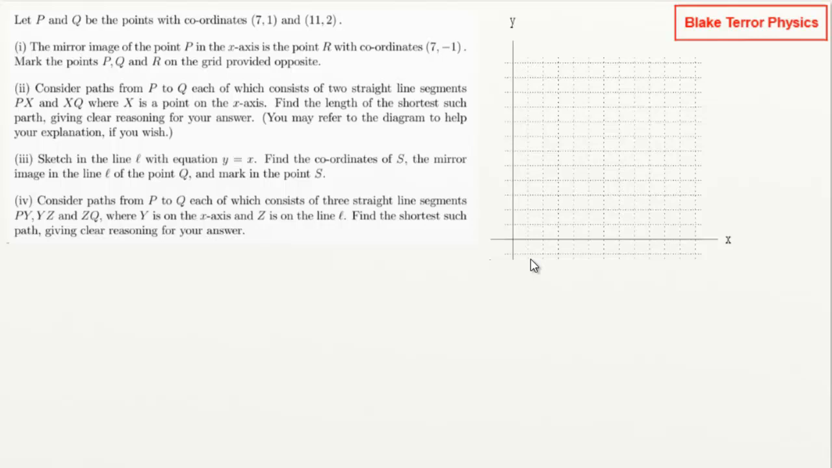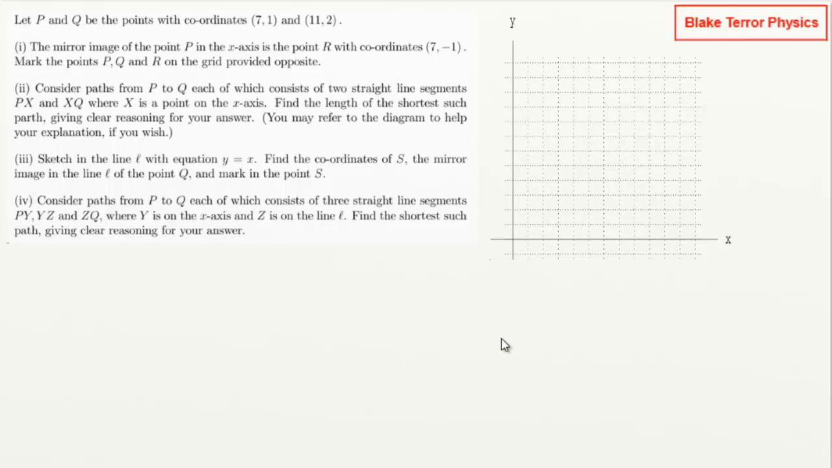Hello, this is question 4 from the MAT Specimen B paper that was released in 2009. We've got P and Q being the points with those coordinates. The mirror image of the point P in the x-axis is the point R with coordinates (7, -1). Mark the points P, Q and R on the grid provided opposite.